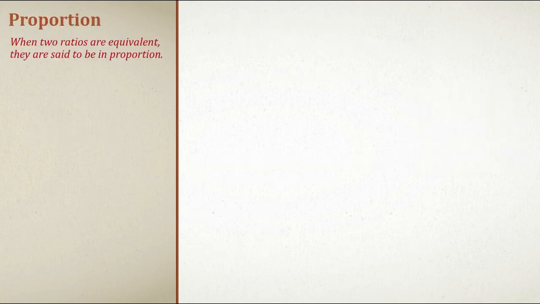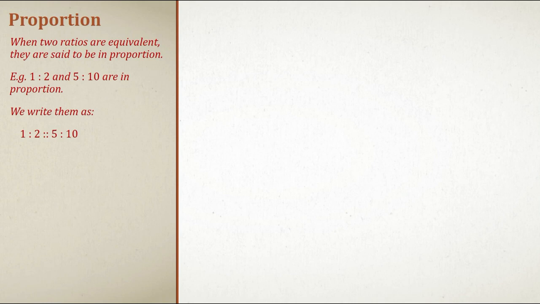Another definition of proportion is when two ratios are equivalent, they are said to be in proportion. Example, 1:2 and 5:10 are in proportion. Why? Because 1:2 is in the original form, and if we divide 5:10 by 5, it will also give us 5 ones are 5, 5 twos are 10, which will be 1:2, correct? So these two are equivalent fractions, and we write them as 1:2, then 2 colons, and then 5:10.